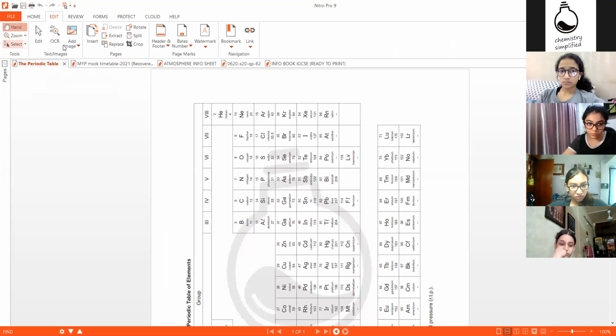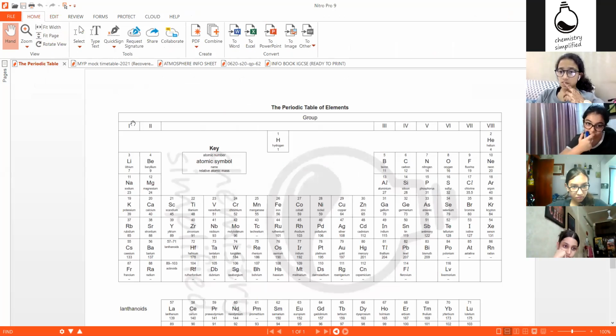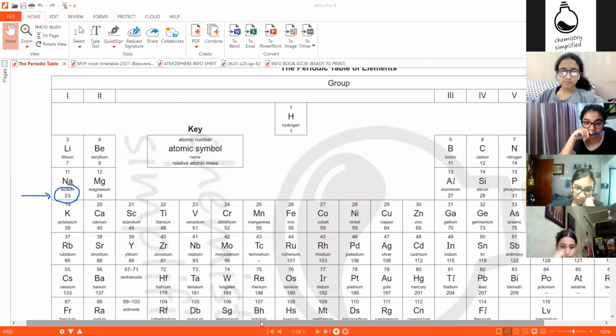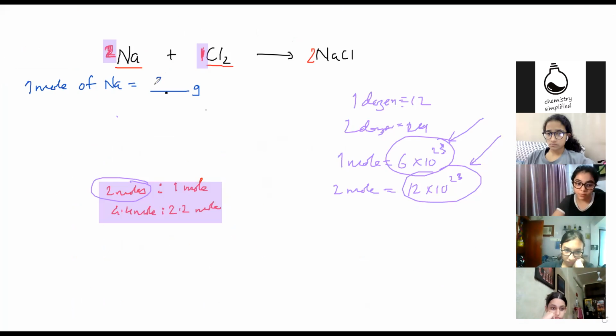Okay, so what I will do here is look at the periodic table and find the atomic mass of sodium. So how much is the atomic mass of sodium? 23. Okay, that's 23. So now if I have to take 1 mole of sodium, I will take 23 grams.